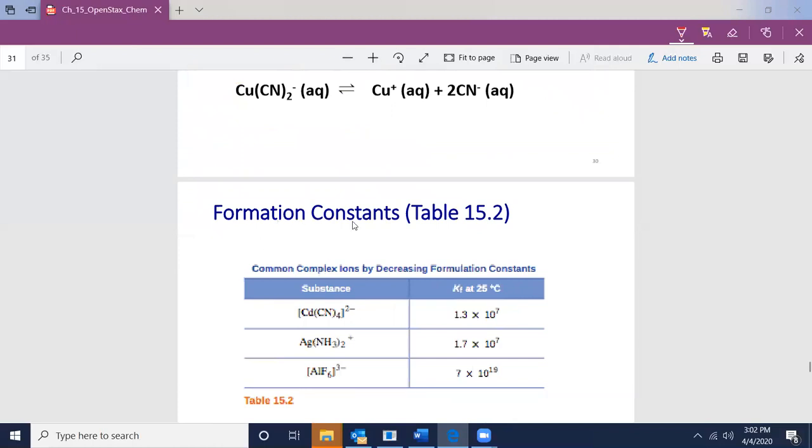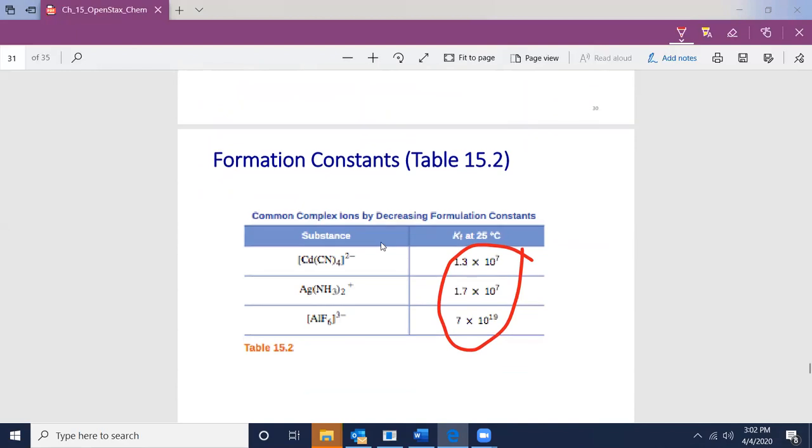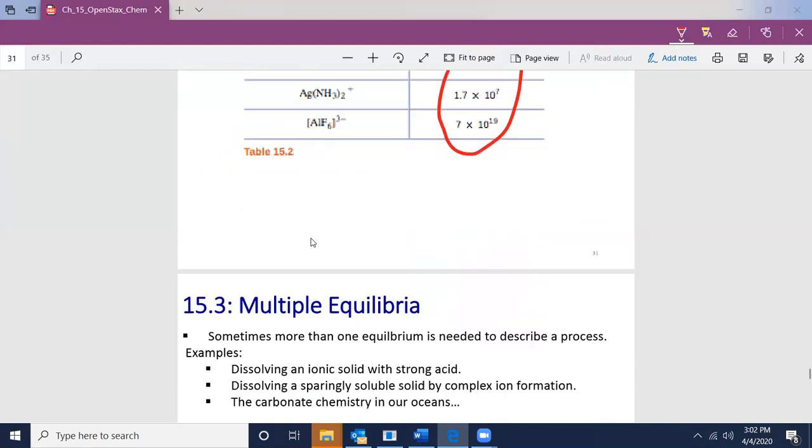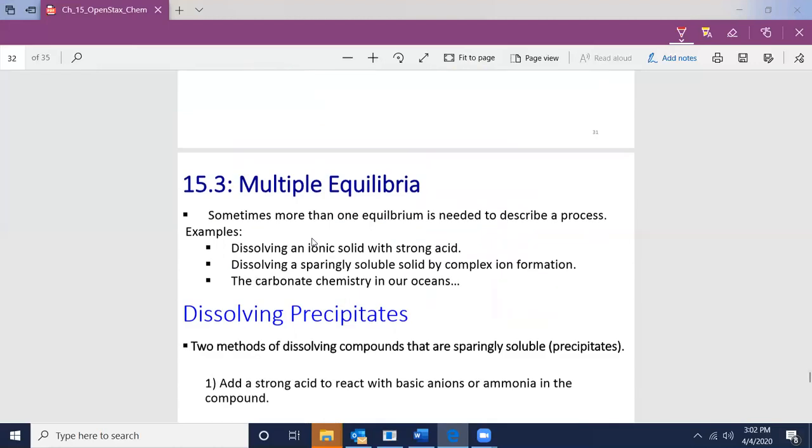So what is the formation constant? It is for the formation of the complex ion. Look at the numbers: 10 to the 7, 10 to the 19, huge numbers. That tells us that the complex ions, or the coordination complexes, are very stable compounds. When we talk about multiple equilibria, sometimes more than one equilibrium is needed to describe a process. For example, dissolving an ionic solid with a strong acid, there are multiple things going on, or dissolving a sparingly soluble solid by complex formation.